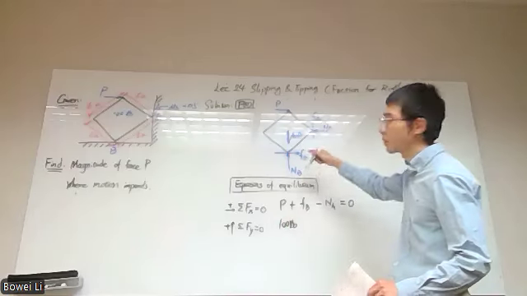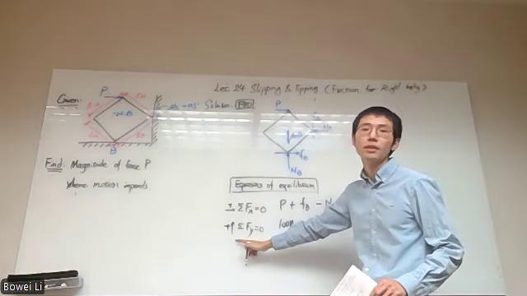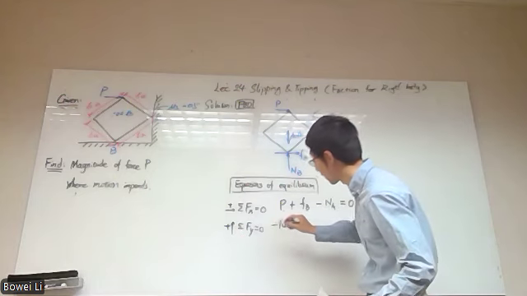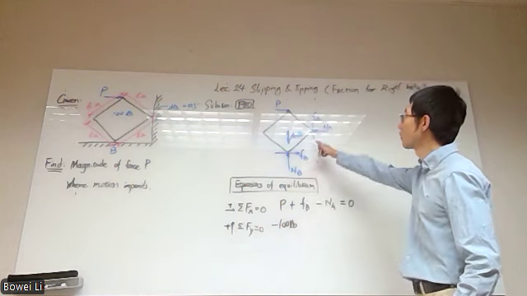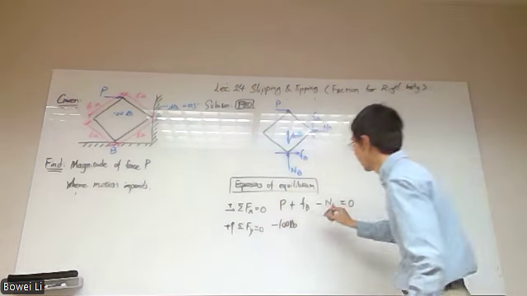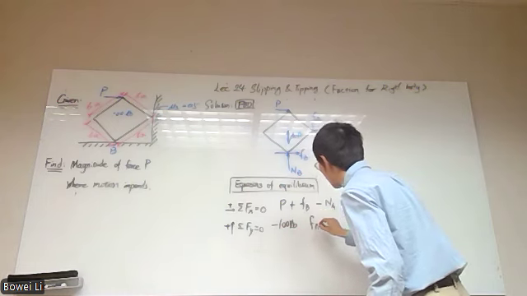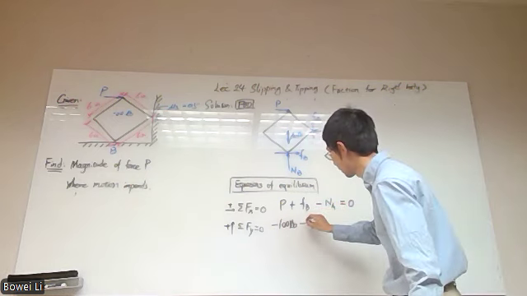100 pounds. Positive or negative? Okay, gravity going downward, so it is negative here, right? Negative here. And in addition to that, what else do we have? We have the friction here at A, right? So we have friction at A going upward, so it is positive, right?